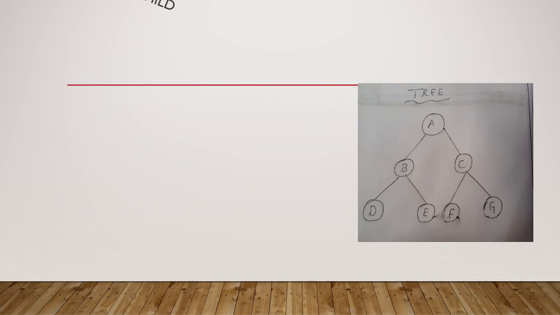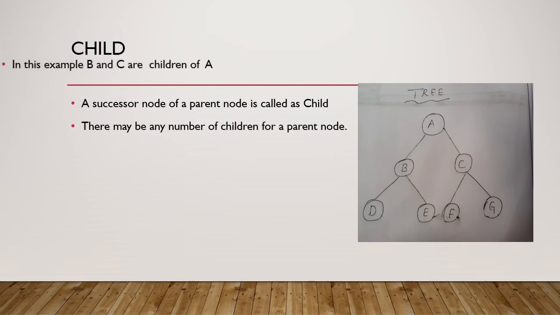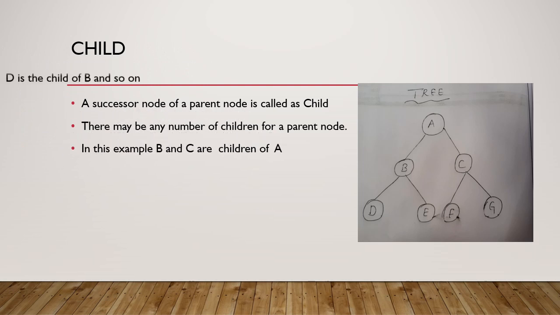Next one, we are going to talk about child. What is it? Child is nothing but a successor node of a parent. Here we are having how many children? B, C, D, E, F, G are the children of A. Correct? But we can tell D and E are the children of B, and F and G are the children of C. There may be any number of children for a parent. See, in the first example, we have shown a tree with 3 children, correct? So maybe a node can have 3 children also. In this particular example, we are having only two children for each node, whereas E, F, G are not having any children.